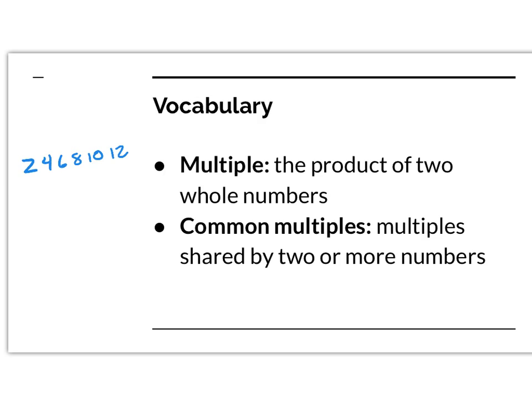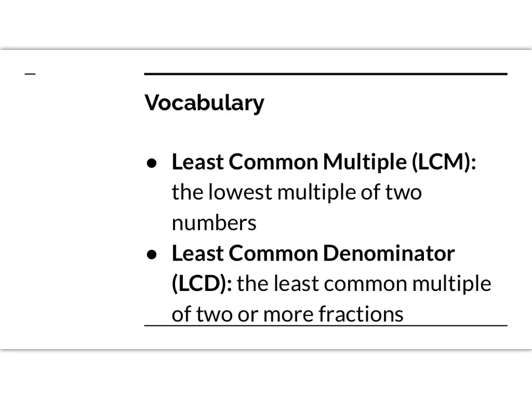Common multiples are multiples shared by 2 or more numbers. And this is going to be important for our lesson today. The least common multiple is the lowest multiple of 2 numbers. And this is what we want, the least common multiple, so that we can have the lowest common or the least common denominator. And that's the number on the bottom when dealing with fractions.